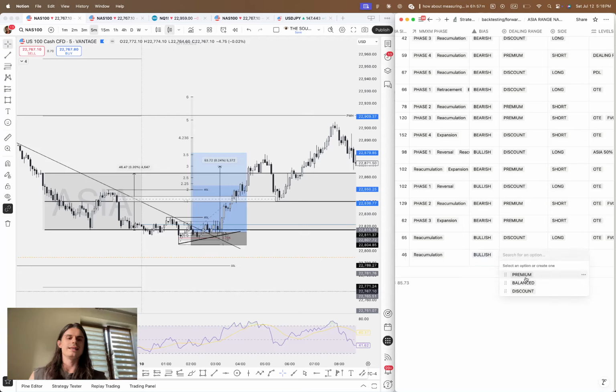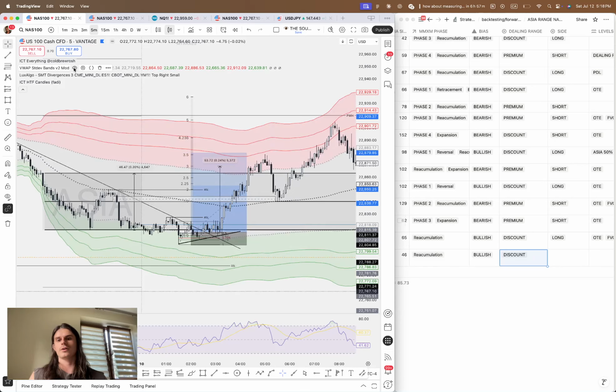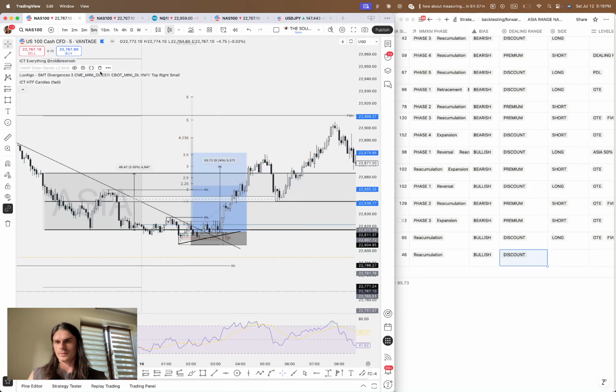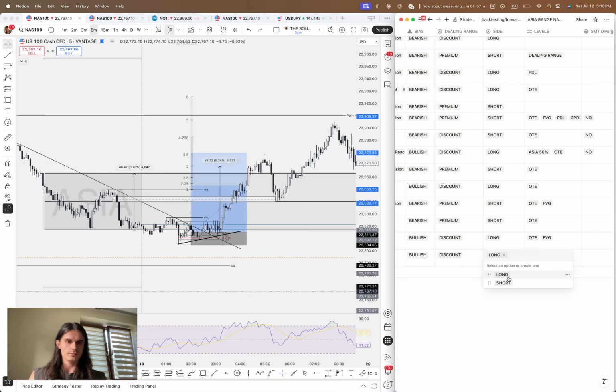We were in the approximate discount, but again, if I had a footprint chart or I had the volume data, then I could say that we are in discount. The only thing that tells me that we are in discount is the VWAP, but we are in a very, very little discount. Then side: we take a long.